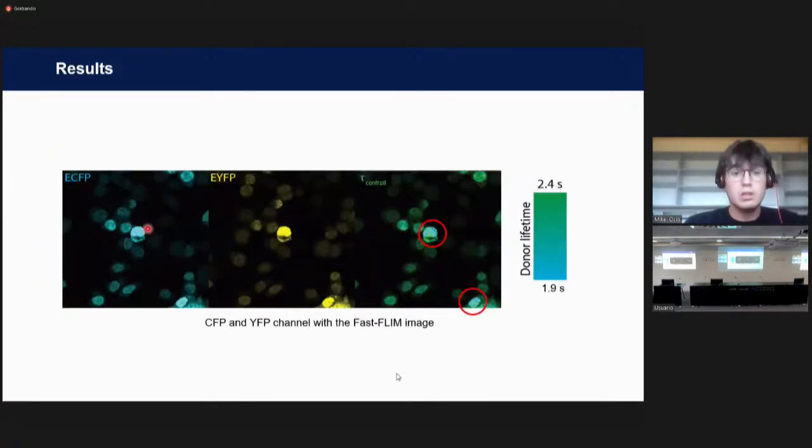And just to illustrate it, here we have an image of the cells in the cyan and the yellow channel. And we see how the brightest cells, that are these ones, are the ones with shorter lifetimes, indicating the activation of the pathway and also the localization of the dimers in the nuclei, as we've seen in the scheme at the beginning.